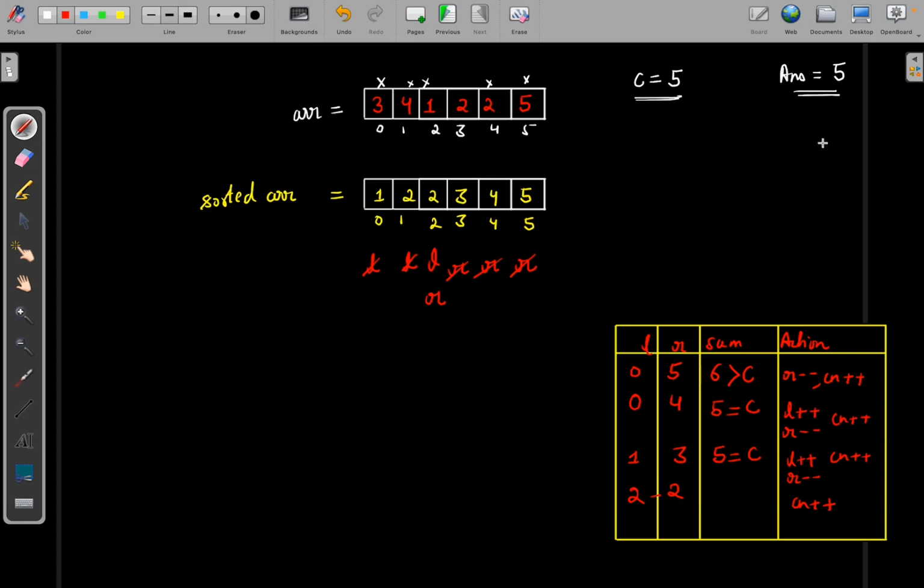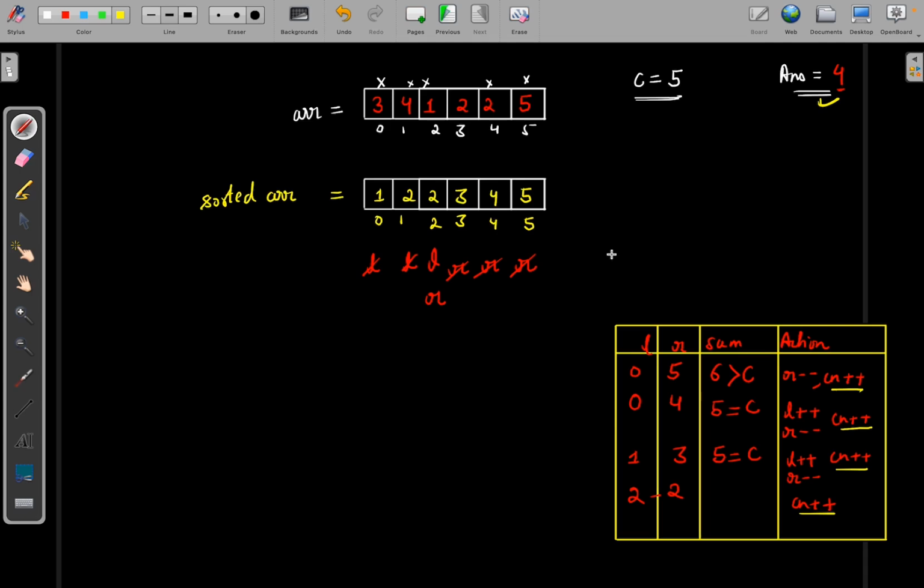So the answer was 4, I guess. Maybe I just missed my calculation. Answer was 4, right? So here, what is the count? Plus 1, 2, 3, and 4. Yes. So the output we are getting is 4 boats will be required. Okay, and this is how you can solve this beautiful problem by using 2 pointers.